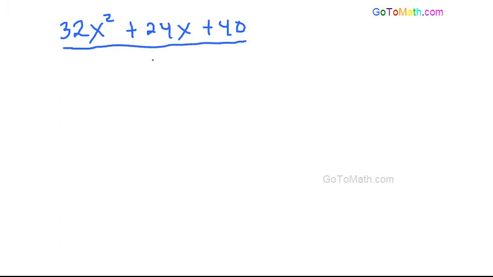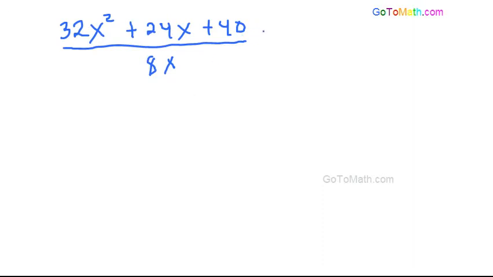So 32x squared plus 24x plus 40 over 8x. Now there's something here that I can see right off the bat, and that is that 8 goes into both 32, 24, and 40.